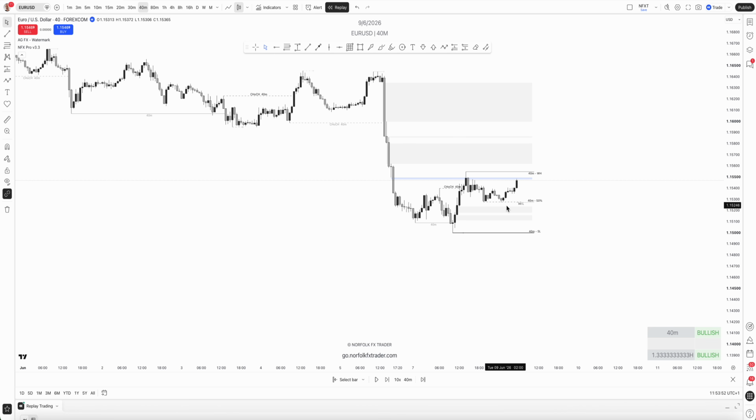So we got a breakout pullback. We came into the 40-minute 50% area of imbalance. We swept this low, or this internal low, and we're running up. Now look, the market is basically running into this previous imbalance again. Now we could have a reaction there, and we could see a pushback.